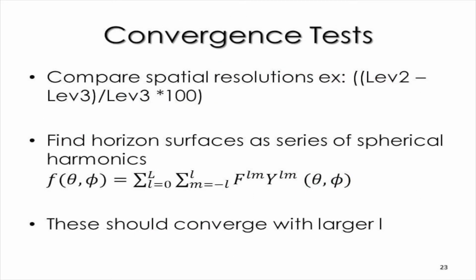Rather than just making comparisons and worrying ourselves, we should try and get some specific numbers to figure out how well these algorithms are working. We can compare spatial resolutions, as the % difference was showing. Spatial resolution 2 minus 3 over 3 times 100 should give us a % difference between our different levels of spatial resolution. Or we can find horizon surfaces as a series of spherical harmonics. That's how our software models the apparent horizon surfaces. These series should converge with more terms or a larger small l number.